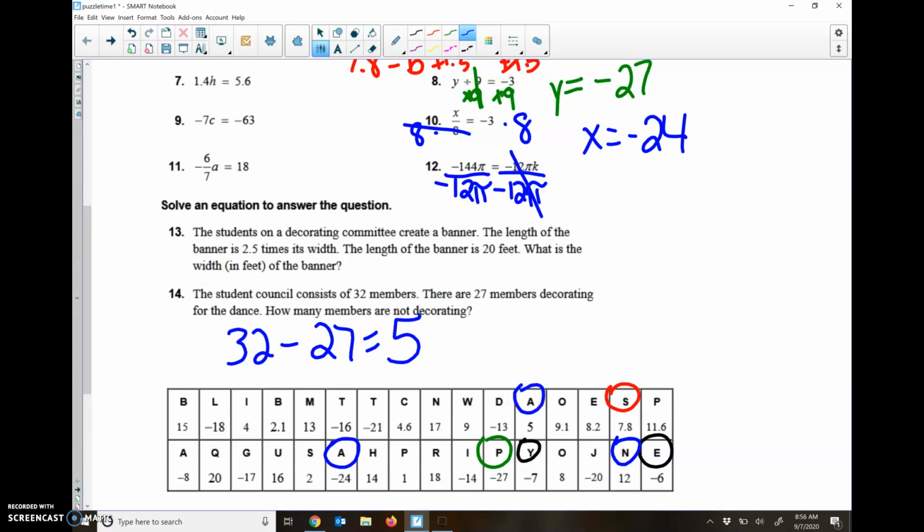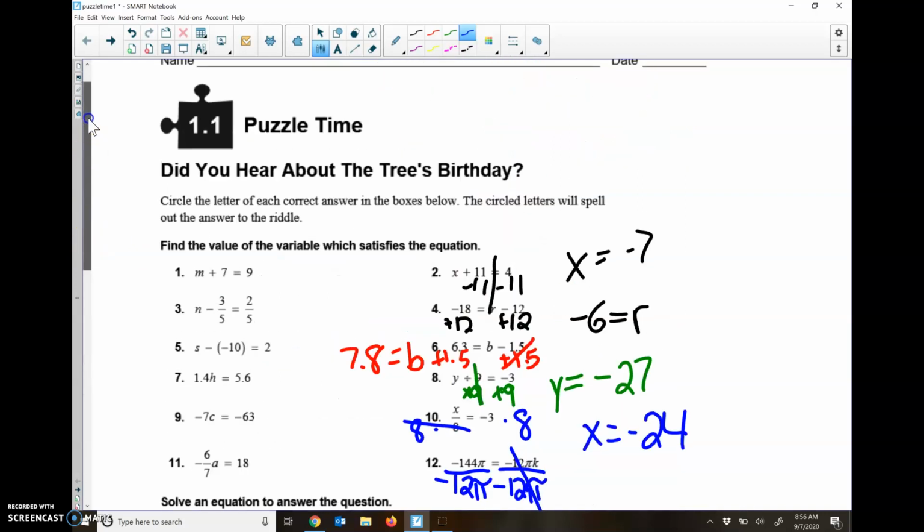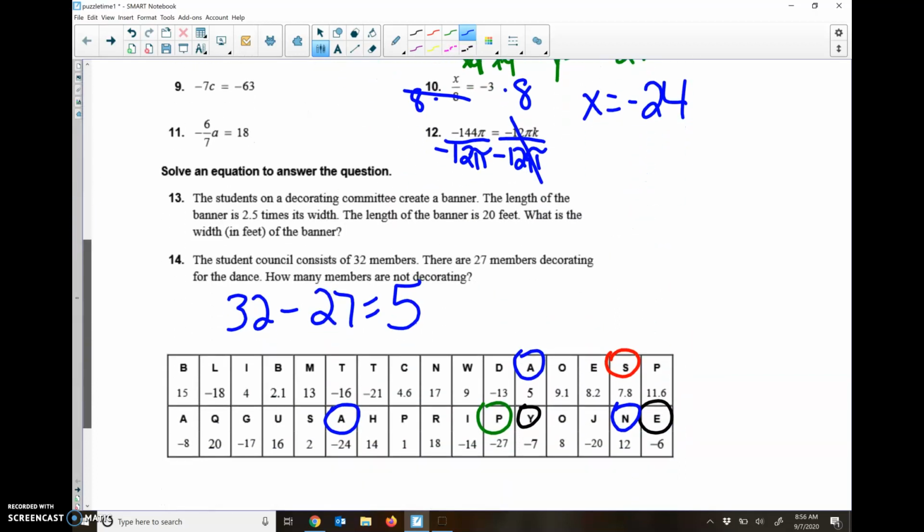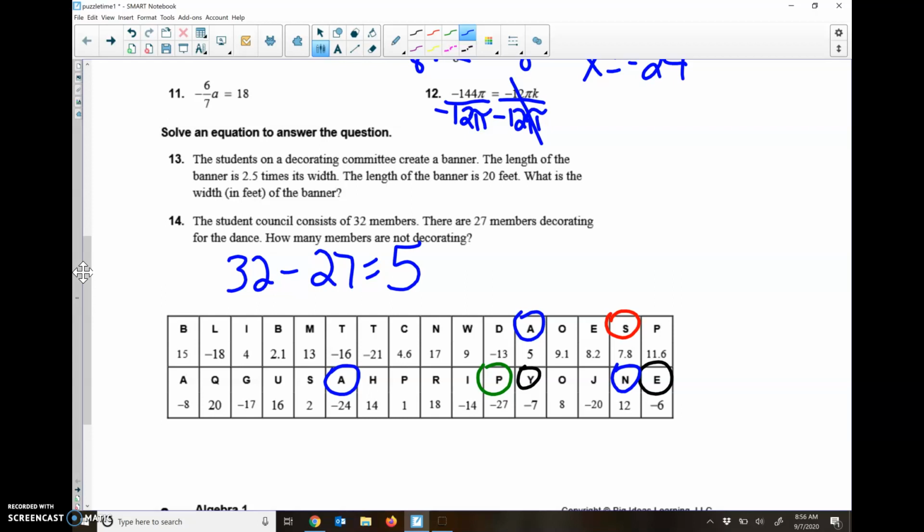So usually there's some really awesome, lovely joke here with these puzzle times. But it's kind of hard to get the joke if we only do half of it. So did you hear about the tree's birthday party? And if we would have done the odds, we would have circled I-T, W-A-S, A S-A-P-P-Y. So did you hear about the tree's birthday party? And again, if we would have done the odds, we would have circled those ones that I just circled. And the answer was, it was a sappy one.